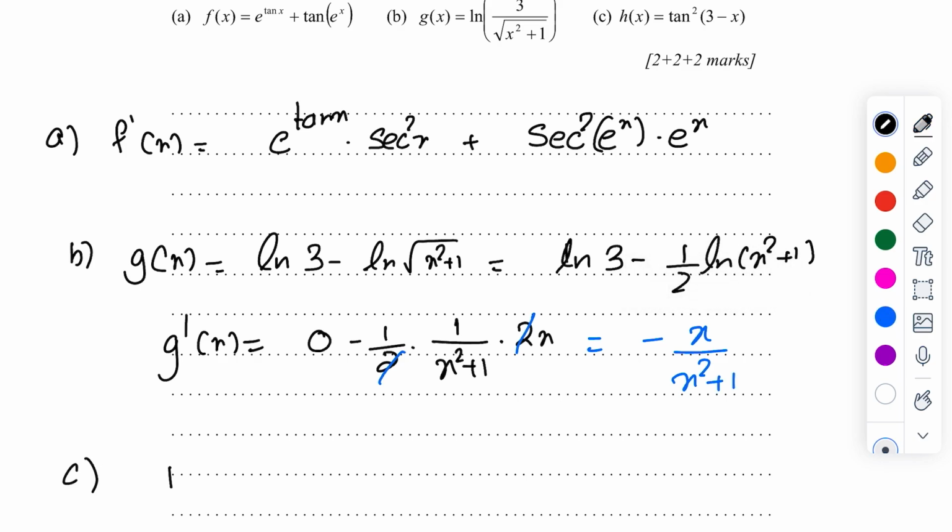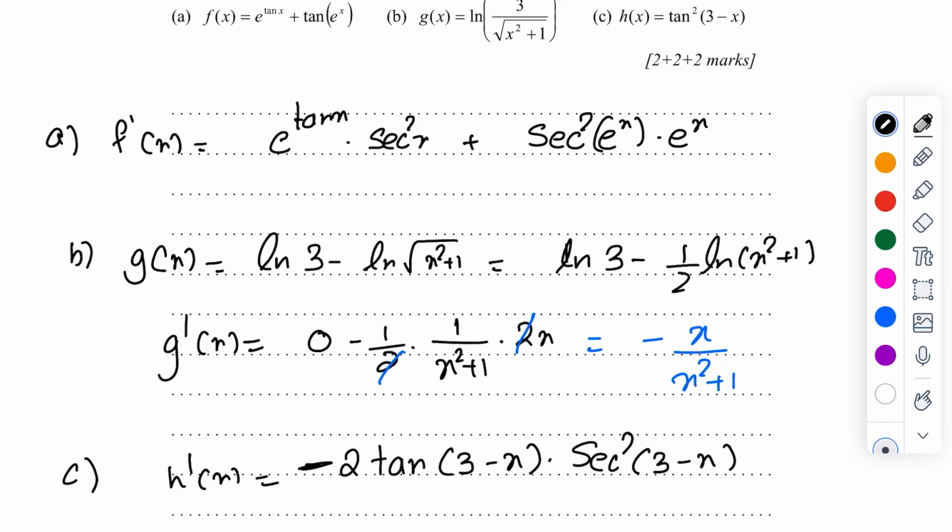Finally, part C, h prime x, tan square, power rule. First, power comes to the front. Then tan x derivative is secant square. Then again negative x derivative is negative 1.